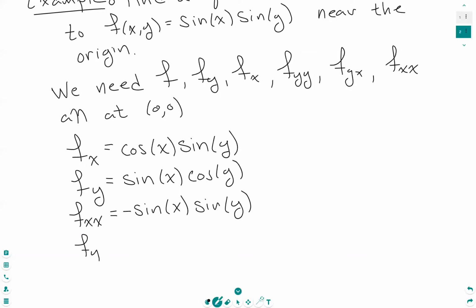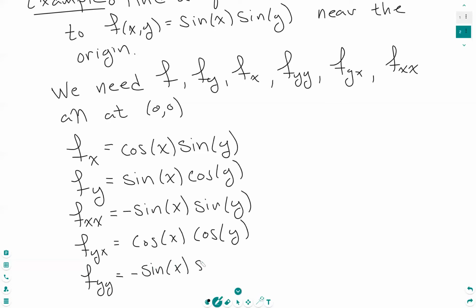If I look at their mixed derivative, so I take an x derivative and a y derivative, or vice versa, these are continuous functions, they're derivatives, so we can swap the order. So we can do cosine of x cosine of y. And then if we do two derivatives with respect to y, we get negative sine of x sine of y. Okay, but we still need all of these things evaluated at 0, 0.